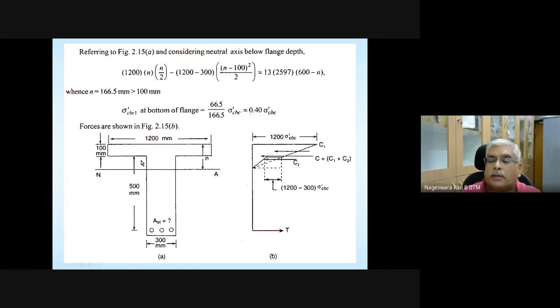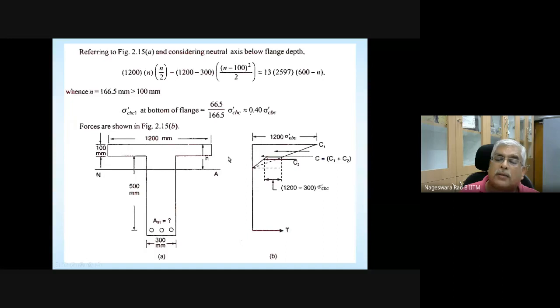how to estimate the total compressive force, how to take the moments of the total compressive force about the neutral axis, and finding the lever arm distance, finding the location where the resultant compressive force is going to fall. All that we have discussed.